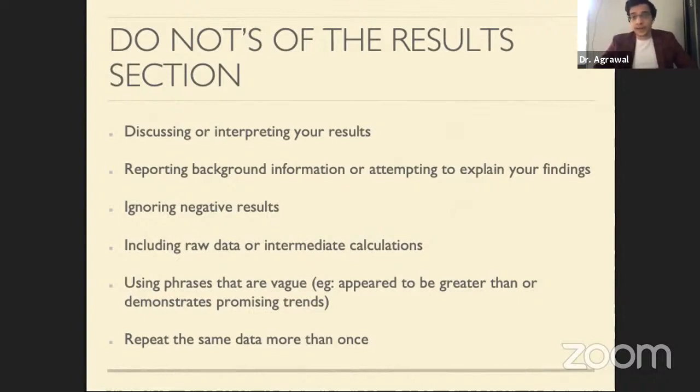Obviously, you will have some scientific words, some scientific phrases that you'll have to use, but there is no appropriate research paper language that you need to use in your paper. You can use everyday simple words, right?